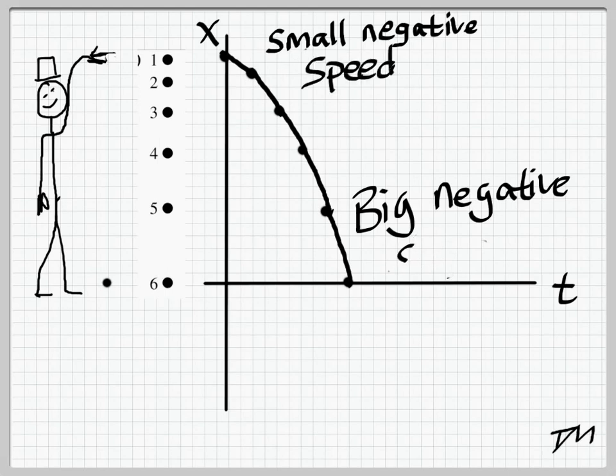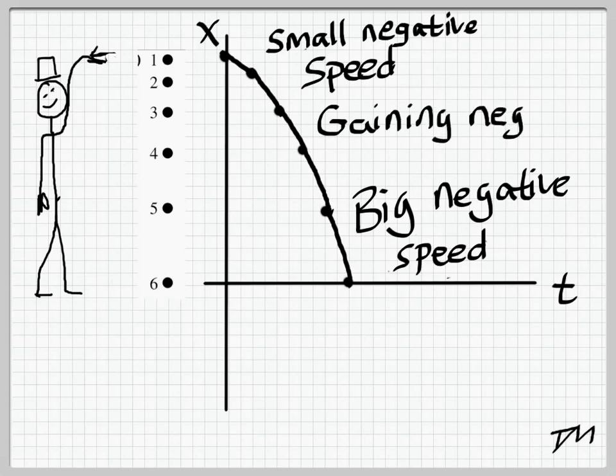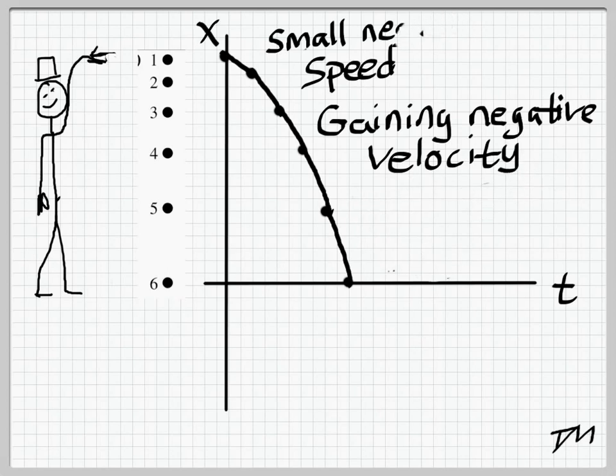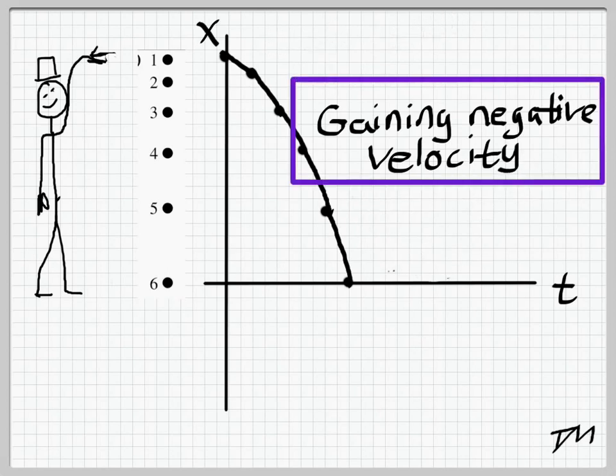But what's the slope of position over time? Position over time is speed. So small negative speed, and we go to a big negative speed. The thing is gaining speed, but it's gaining negative speed. It's falling downwards, which we're calling negative, so it's gaining a negative velocity. This is what a curve like this always tells us, a gain of negative speed, negative velocity.